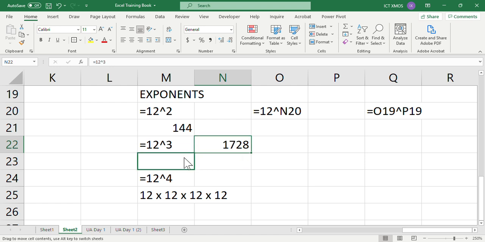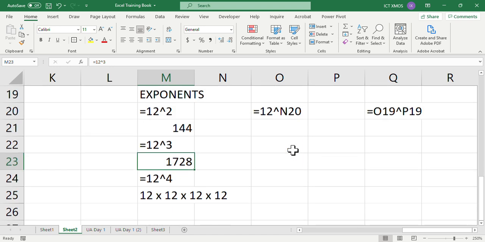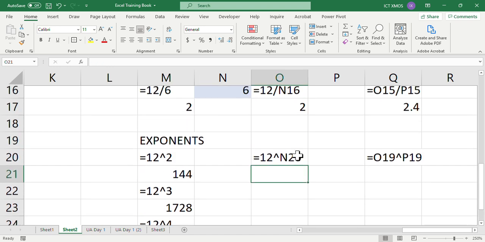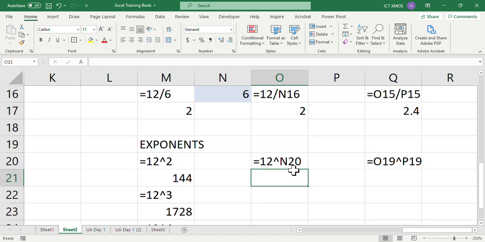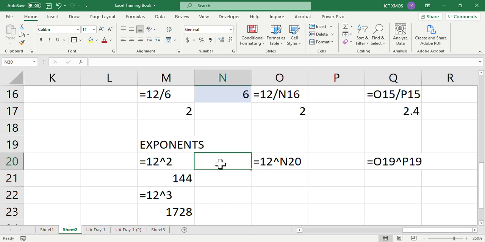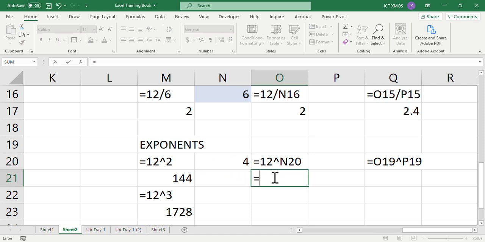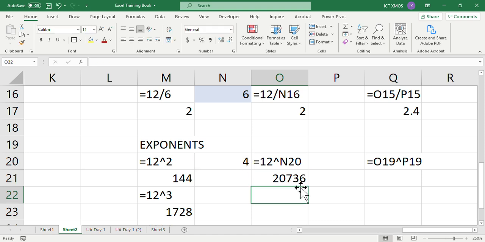So let's quickly do the other ones, because my battery is warning now. For these other ones, the same thing. Let's say we have in cell N20, we have 4. I'll now say equal to 12, exponential or raised power, 12 power 4. You can see it gives us the value. 12 raised to power 4 gives us the value.